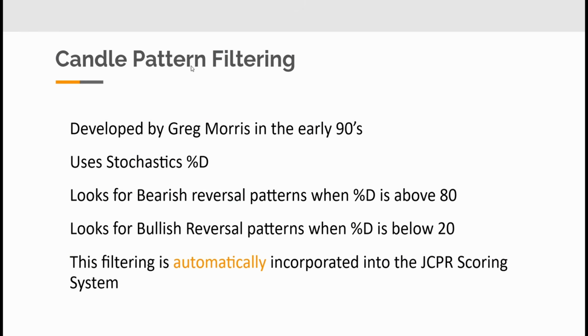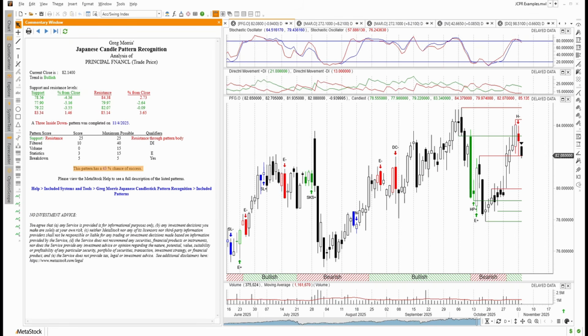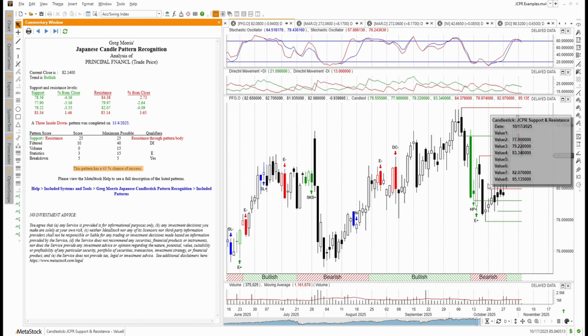That's kind of how the scoring works and the filtering works as we go through it. So as part of this advanced candle pattern recognition, it automatically incorporates all the statistics we talked about, incorporates multiple pattern analysis, incorporates the trend of the security automatically, incorporates the technical signals in its scoring methodology, and automatically incorporates price-based support and resistance on your charts. All that ties into being able to see quickly what's going on with your trade and look at the chance of success.